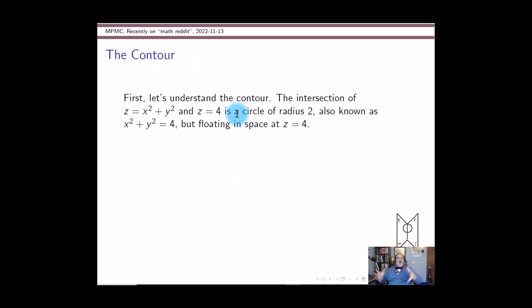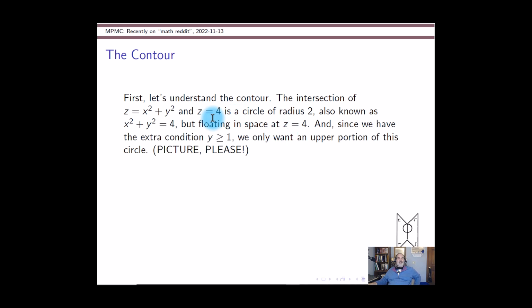So you've got this paraboloid opening upwards, you've got the plane z equals 4, and those two surfaces intersect where the z values are equal, where x squared plus y squared equals 4. That's a circle of radius 2, except now it's floating in three-dimensional space up at z equals 4. But then, like I said, we're also restricting y to being greater than or equal to 1.